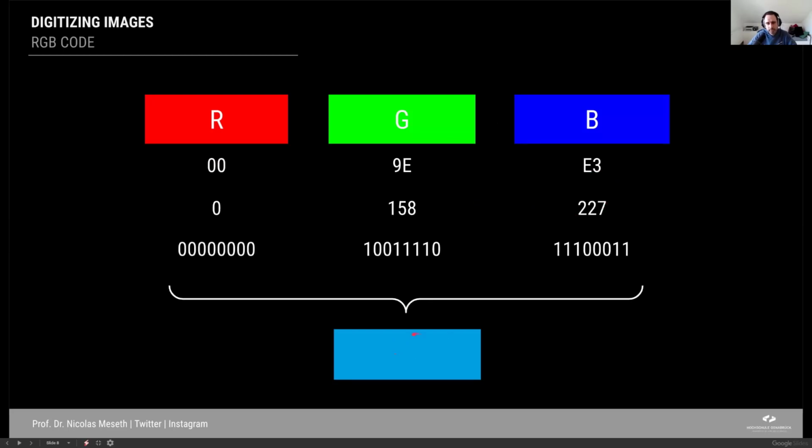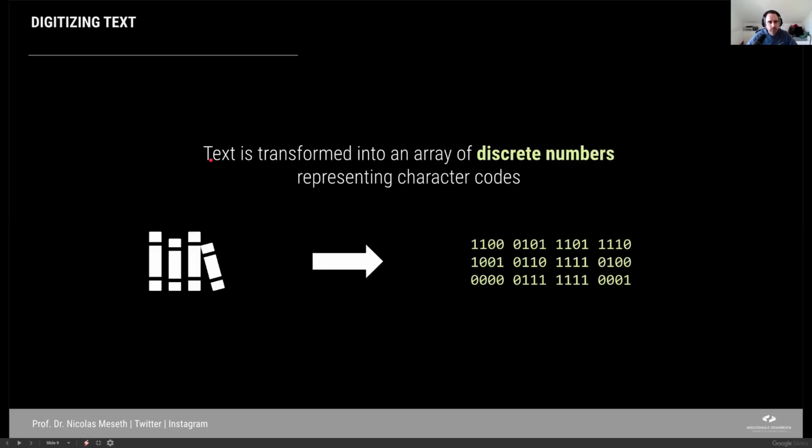So this would be the blue of our university, and it's defined as the RGB code in decimal as 0, 158, and 227, and that's the same thing in binary, and that's the same thing in hexadecimal. And that's the code that we often use when we want to express a color, for example, in the web context. So that's how we do images.